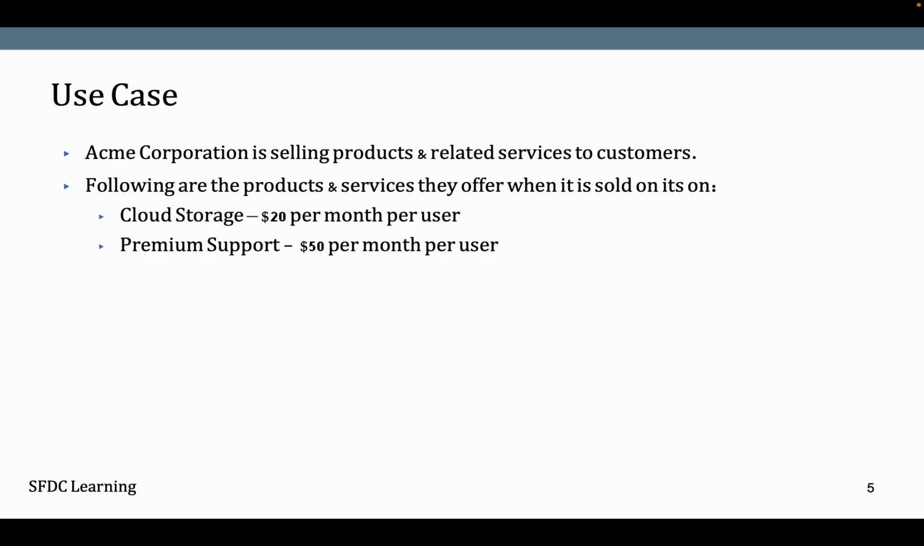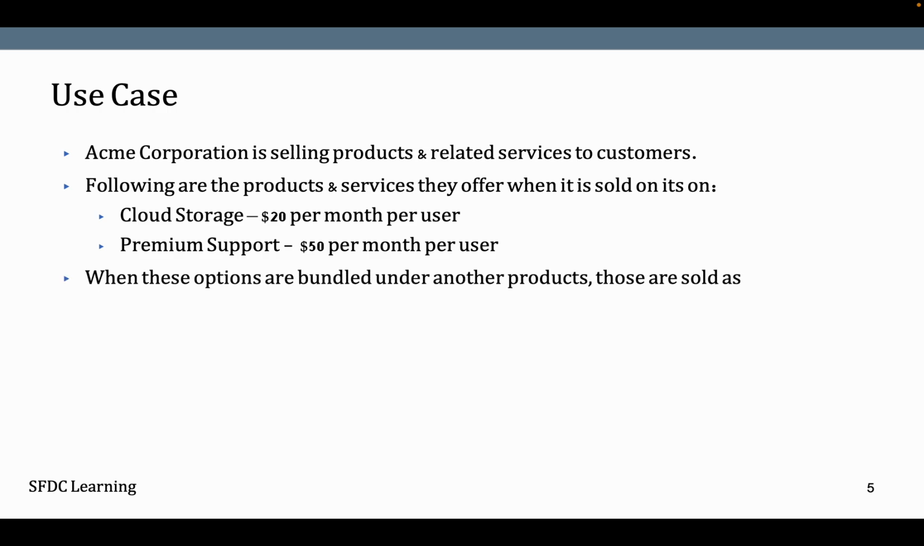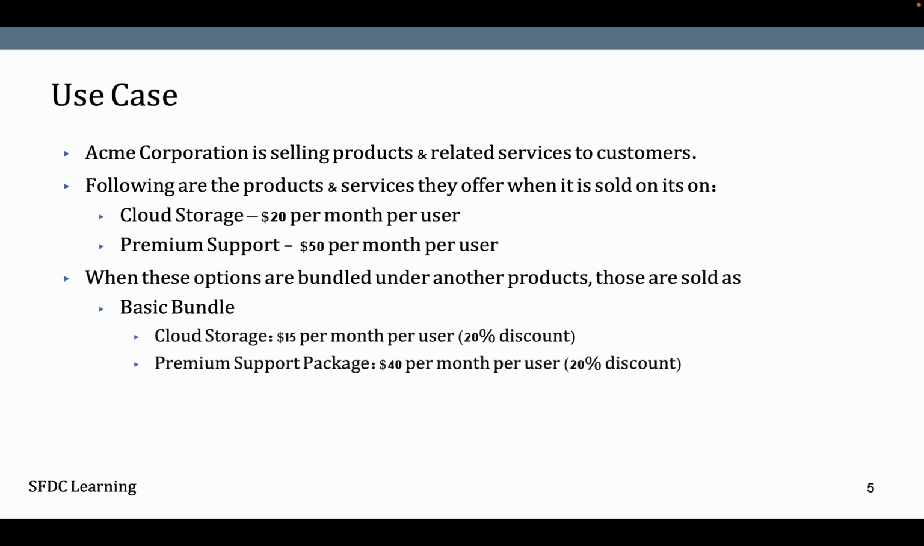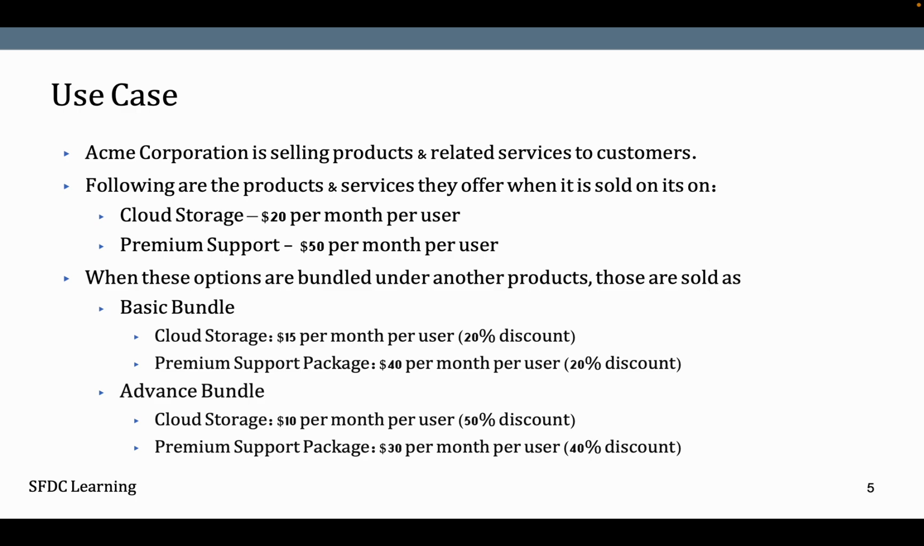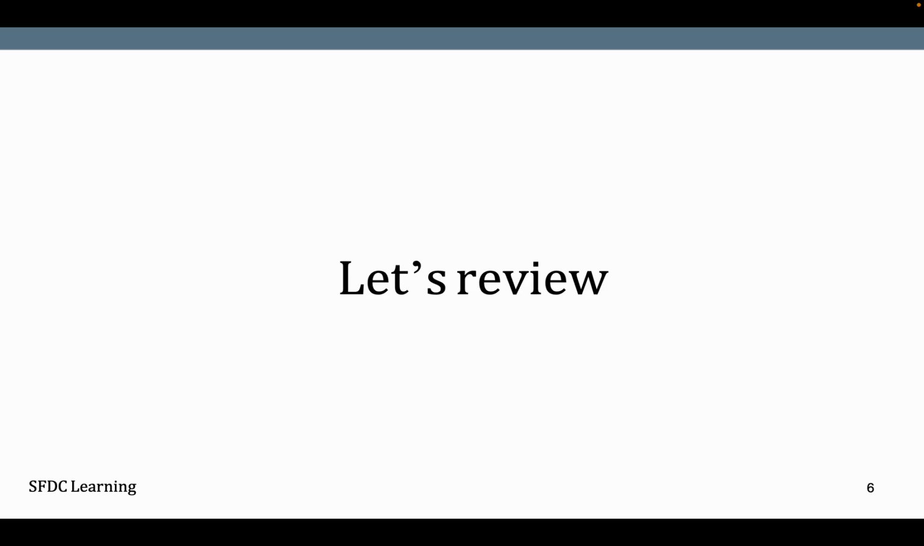But now, these two products are bundled in a particular bundle. Let's say there is something called a basic bundle. It is a bundle product. When these two options are sold underneath that basic bundle, cloud storage comes at $15 per user per month, and the premium support package comes at $40 per user per month. When it is sold in the advanced bundle, cloud storage becomes $10 per month per user, and premier support becomes $30 per user per month. So this is the scenario, and now let's review the configuration.